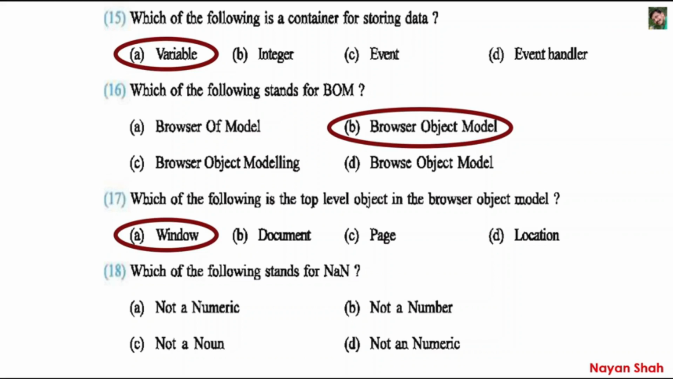And the last one is, which of the following stands for NaN? You know that there is a ready-made numerical function called isNaN. So NaN stands for not a number. Again, observe that there are some other options which are almost nearby. So don't just overlook that option and select your answer, but read carefully and then select your answer so that you don't lose the marks for the questions which you already knew. So that is chapter 2 MCQs.